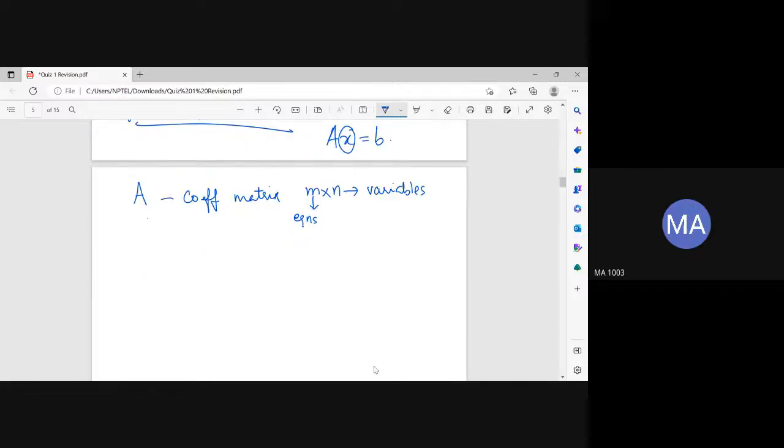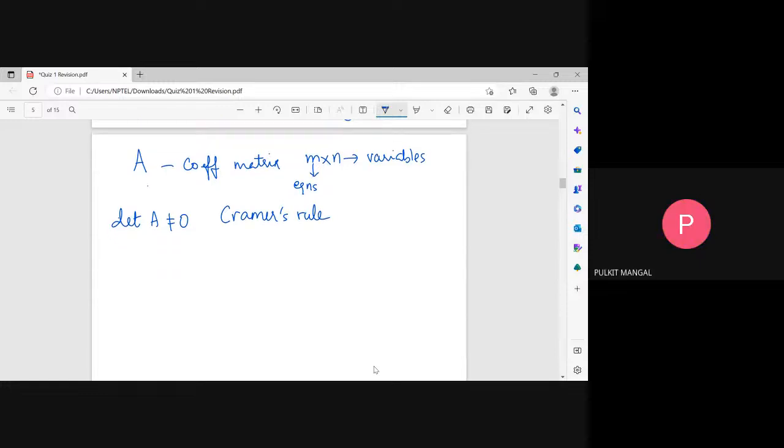And X is the vector of all variables, and B is the right-hand vector. So, given a system of linear equations, you can write it in matrix form as AX = B, and there are multiple ways to solve this. One way: if the coefficient matrix is invertible, that is, the determinant of A is not equal to zero, then you can use Cramer's rule. How do we solve using Cramer's rule? We replace the column with the constant matrix. If you want to find the value of the variable xi, you replace the ith column, which corresponds to xi, with the right-hand vector B. You calculate its determinant and divide it by the determinant of the matrix.